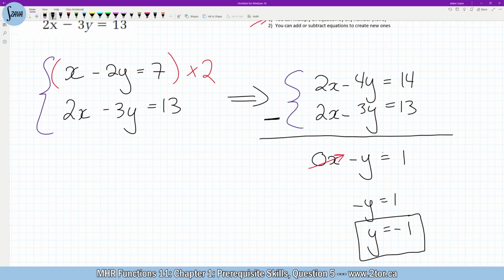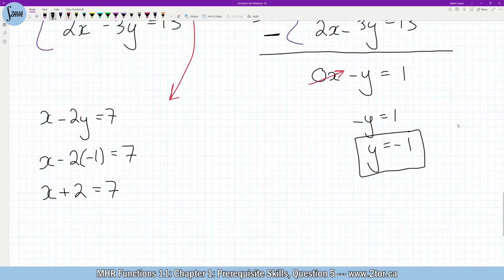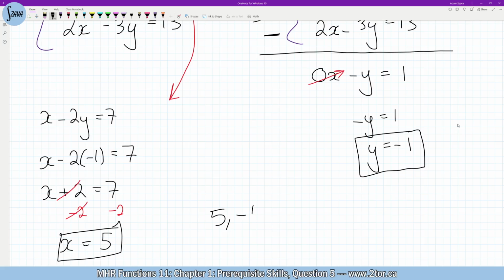So you see, the elimination method has a lot fewer steps than the substitution method, but I think it seems more random. Now that we found the y value, I want to find the x value. Once again, I'm going to go to either of the starting equations, let's say x minus 2y equals 7. I know what y is, so x minus 2 times negative 1 equals 7. Just replace y with negative 1. So x plus 2 equals 7, because negative 2 times negative 1 is positive 2. I'm going to subtract 2 from both sides, so x equals 5. The solution to the system is 5, negative 1.